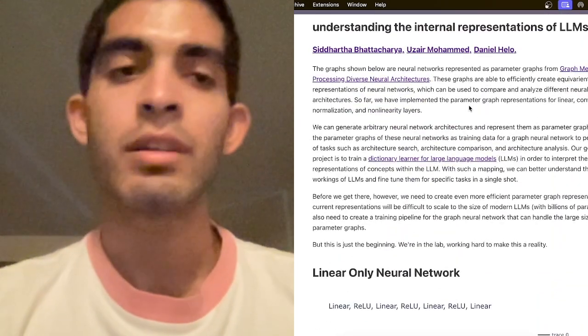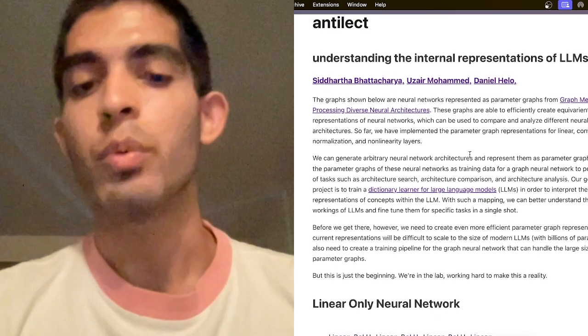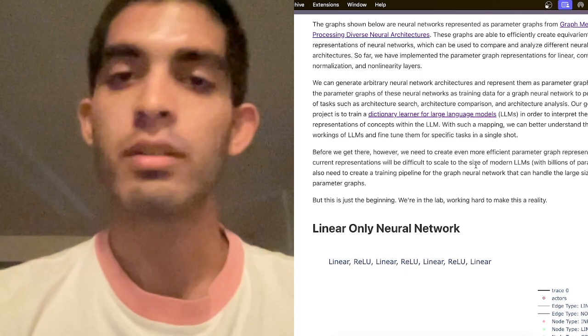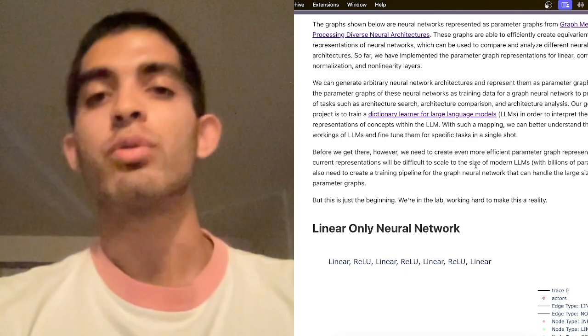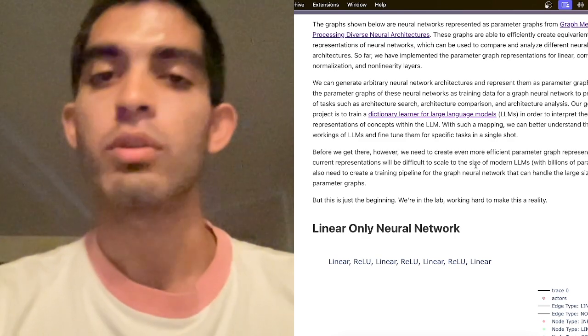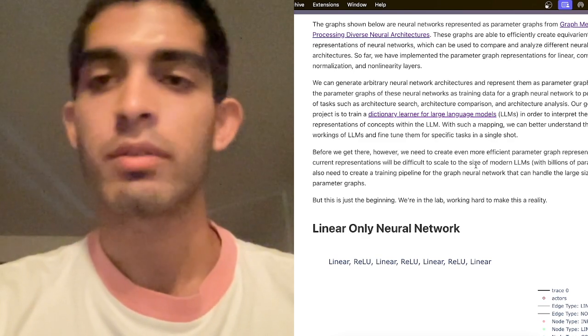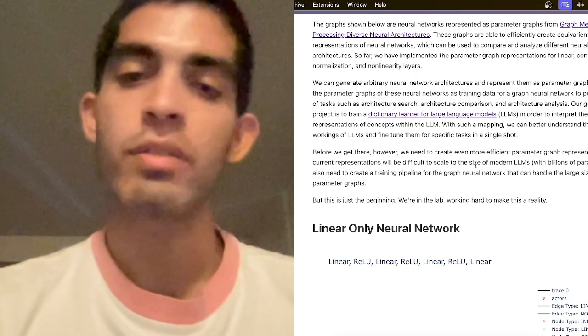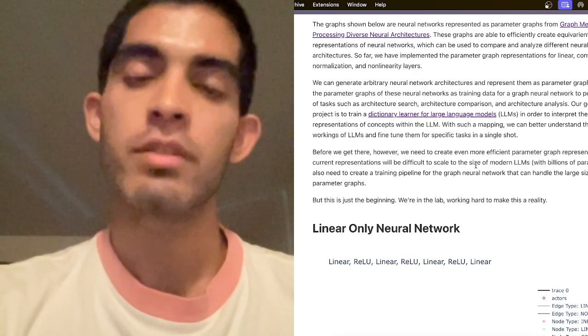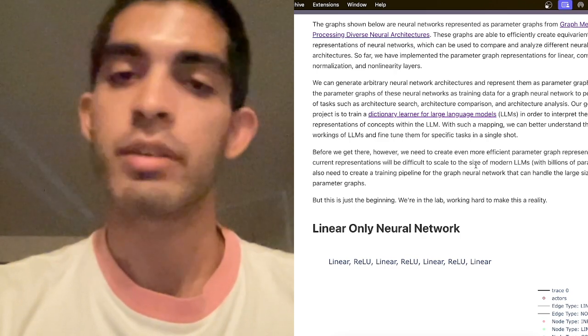What's next for antilect? We want to generate a lot of different neural networks, construct their parameter graphs, and then train a graph neural network to reason over the underlying neural architectures for the parameter graphs. So we're going to take parameter graphs as input and then make predictions about the underlying neural network, such as how well it'll perform for a given task.